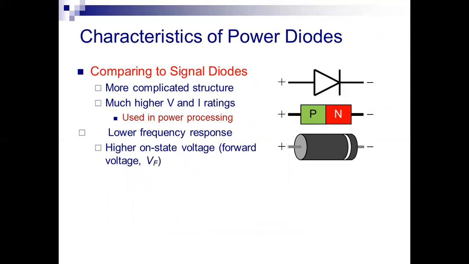Some of the signal diodes, if you consider, are Schottky barrier diodes and general purpose diodes. If you consider a more complicated structure, with much higher voltage and current ratings, used in power processing, there is a low frequency response and a higher on-state voltage, that is, a forward voltage. Power diodes are used in electrical power systems.